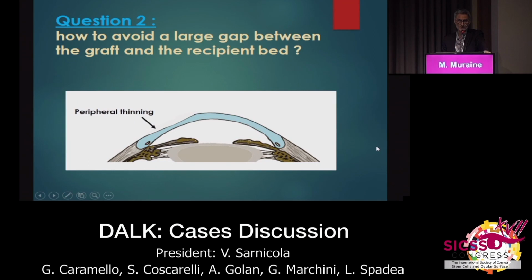But when you have bared your Descemet's membrane, of course you will have a normal corneal graft, and the risk is to have a gap here, of course, because you will have a very thin cornea at the periphery and a thick corneal graft in this part. So how to avoid a large gap between the graft and the recipient bed? This is the second question.